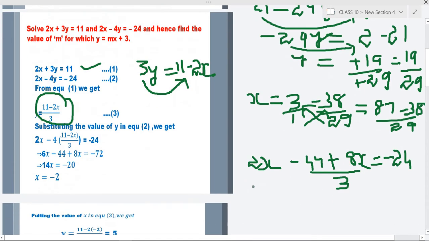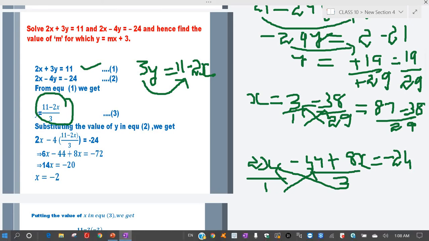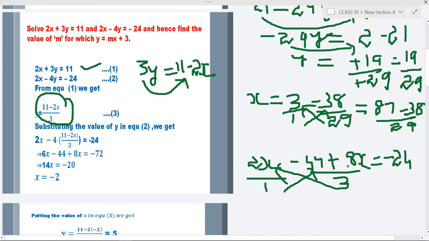Now the next step is to take LCM. Here write upon 1, hence you convert it into p upon q form. Multiply by 3. Here multiply by 1. So 3 into 2x is 6x minus, and this you multiplied by 1. So you get minus 44 plus 8x into 1. This is already in the bracket. If you want to put a bracket, use the bracket so that you understand you are multiplying both of them by 1. And since it is 1, it is very simple. It will be repeated as it is, minus 44 plus 8x.